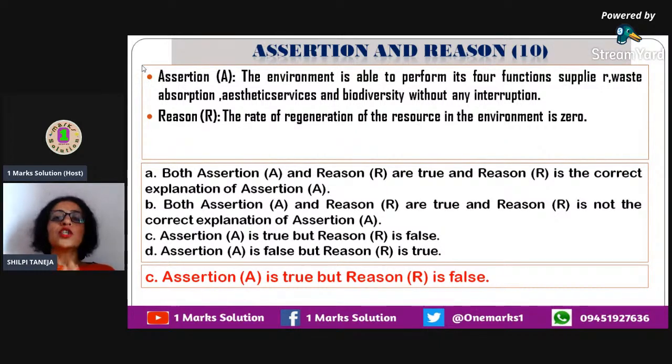the young ones, without any interruption. All this happens because of the environment. That's why life is possible on earth, right? So assertion is telling that the environment is able to perform its four functions without any interruption. Reason tells that the rate of regeneration of the resources in the environment is zero, which is false. If the rate of regeneration becomes zero, then we are going to finish the stock of the resources and life will become zero, right? So assertion is true and reason is false.